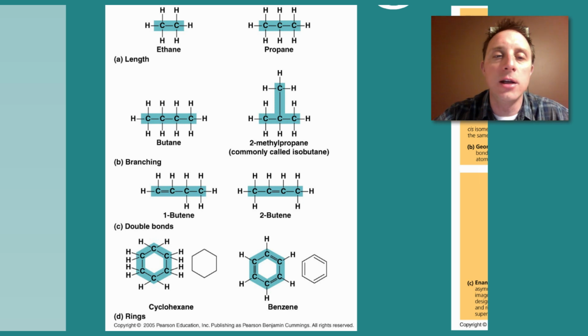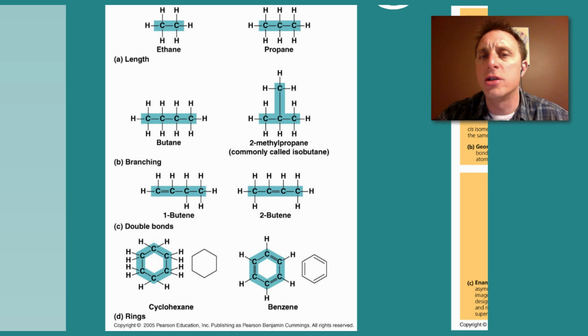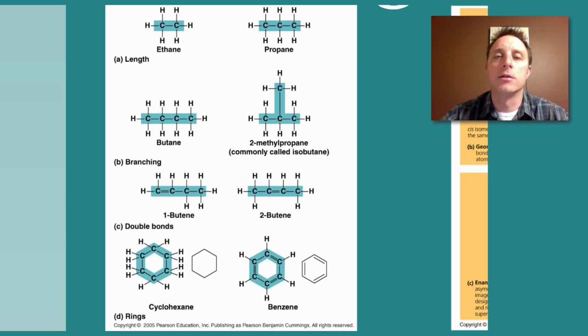So it can form straight chains like ethane or propane. It can form branch chains like the 2-methylpropane there. It can form double bonds, as the butene isomers there show. And it can form rings like cyclohexane, benzene. So all of these really interesting shapes are possible because carbon can form these 4 covalent bonds to other elements. And it will form bonds with lots and lots of different elements.